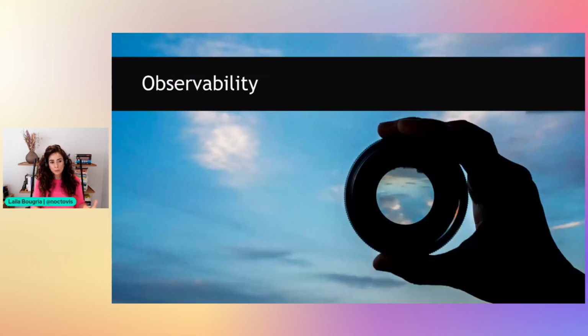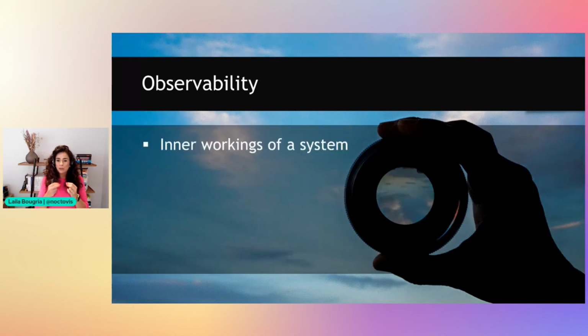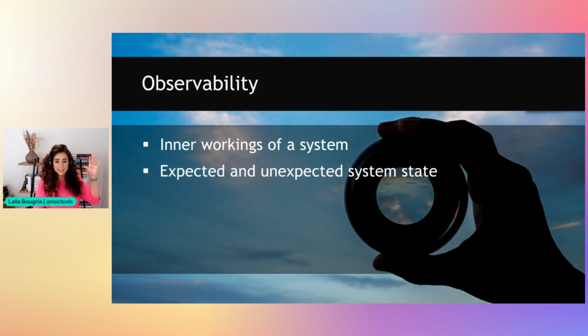And that's a pretty new term, so I want to take a moment to quickly go over that. Now, for software to be deemed observable, we need to be able to understand the inner workings of a system and any state it might arrive at, whether that state is expected, the happy path, or unexpected, any failures that might occur at any moment.